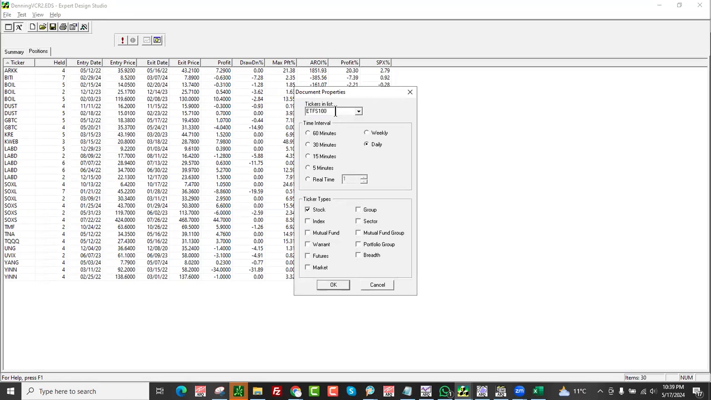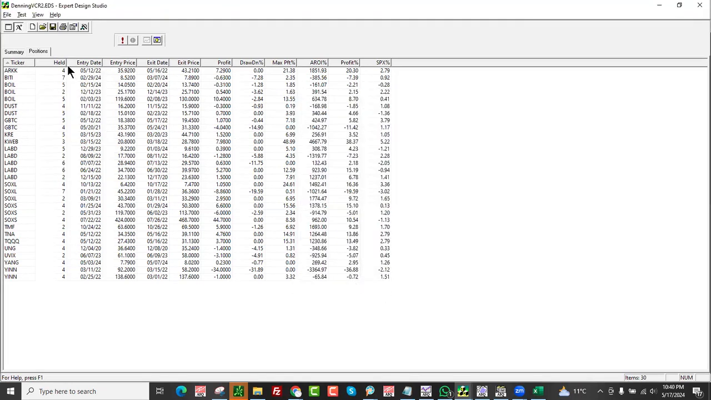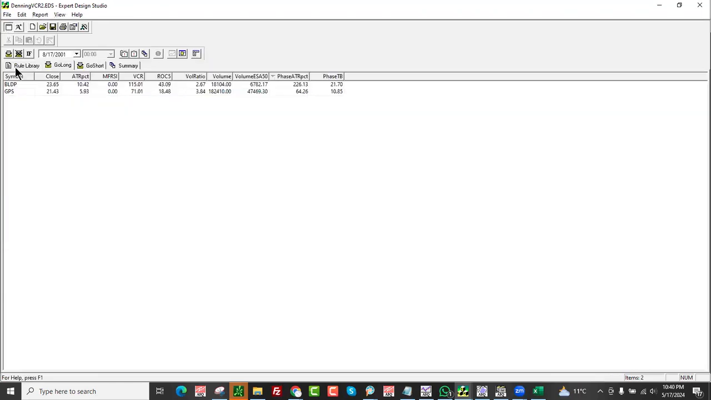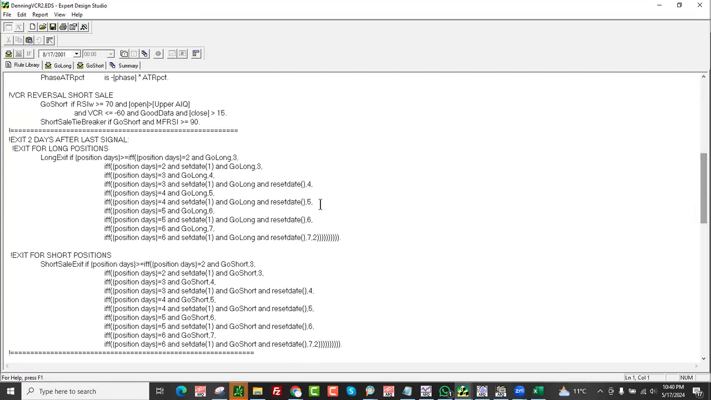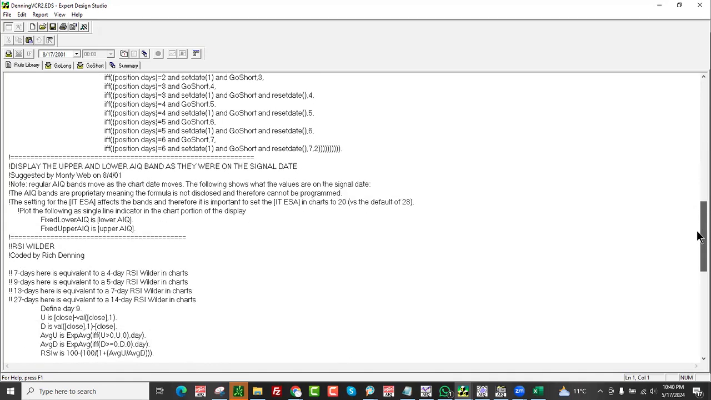So I've got the same strategy that we were looking at a moment ago, but running on the ETFs 100. So let me just show you the exit long that's down here, just so you know. The exit for long positions is a number of days that you're in a position, and it's a complex piece of work that goes on in there. So you could use that, or you could use money management again for exiting the positions. I like the way that you're in for 4 days and then you're out, which is pretty good.